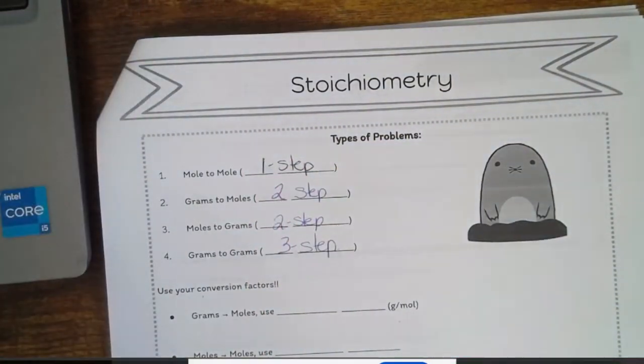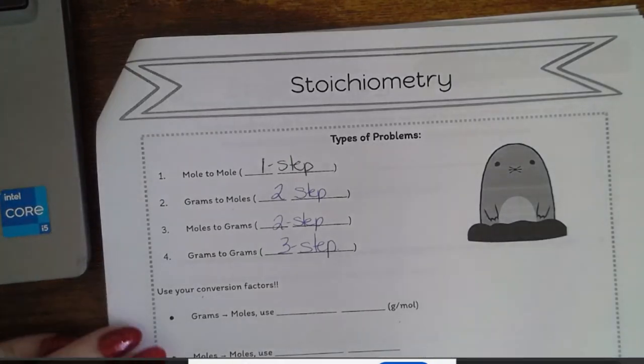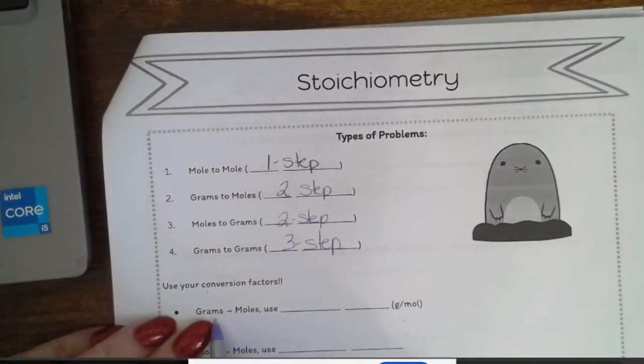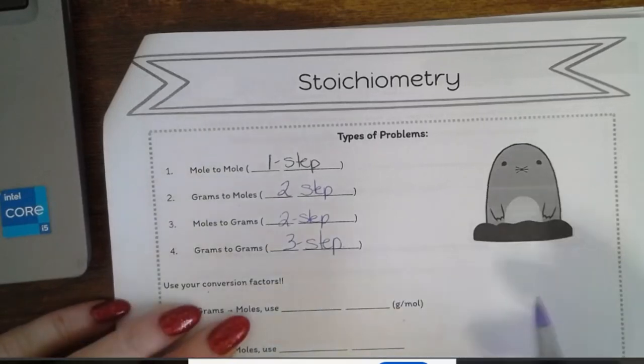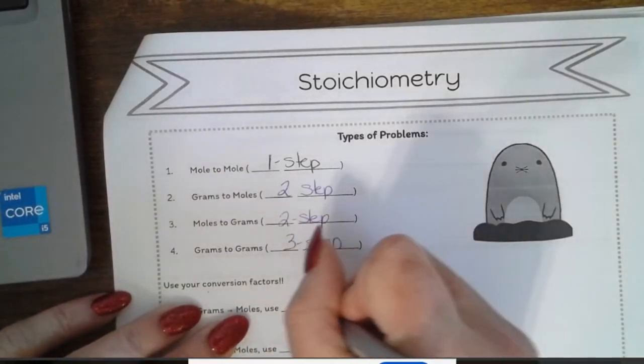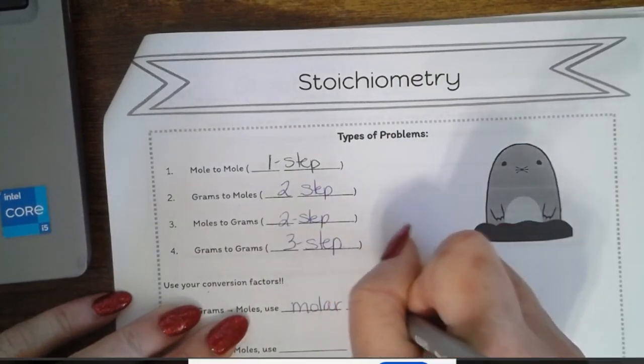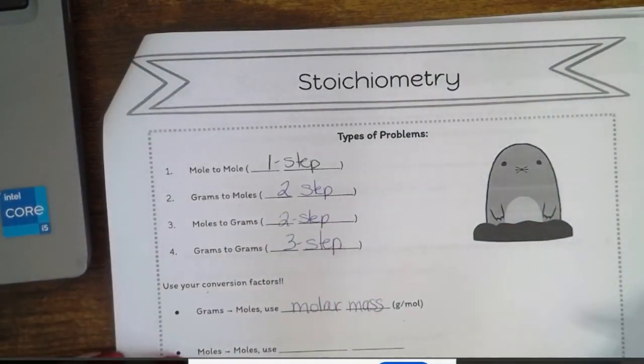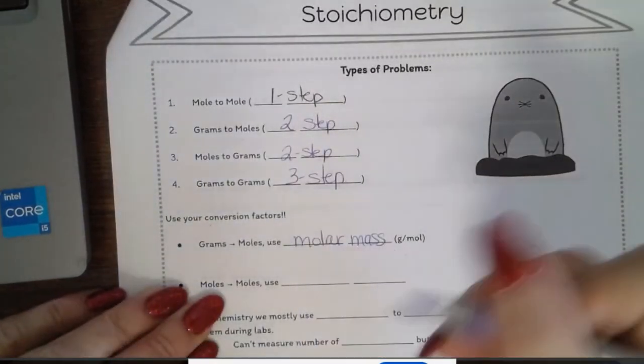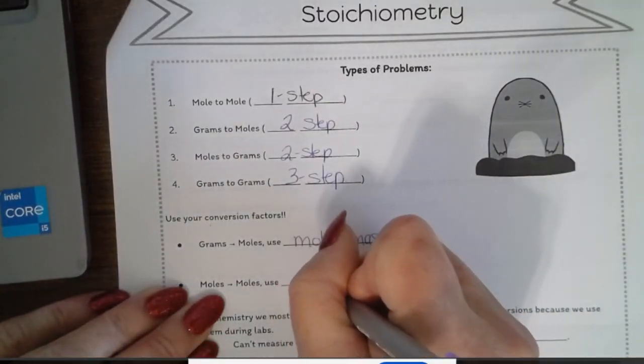Okay, so hopefully by the end of this video, you will be able to determine how many steps there are going to be in a problem and how you're going to go about solving those. When we have grams to moles, we use the molar mass. When we're doing a mole-mole conversion, we use the mole ratio.